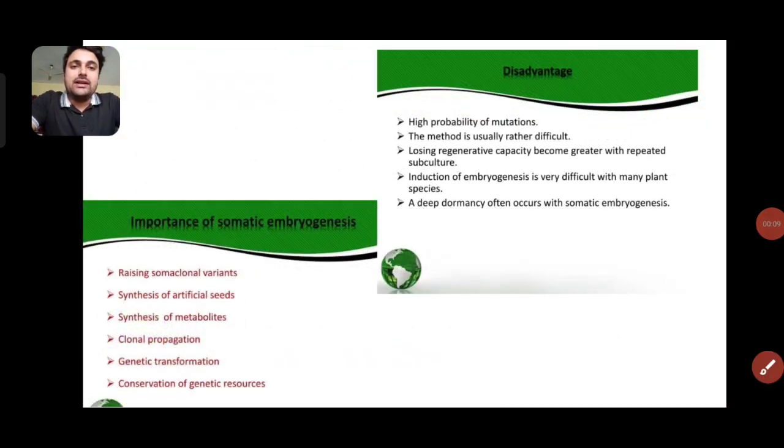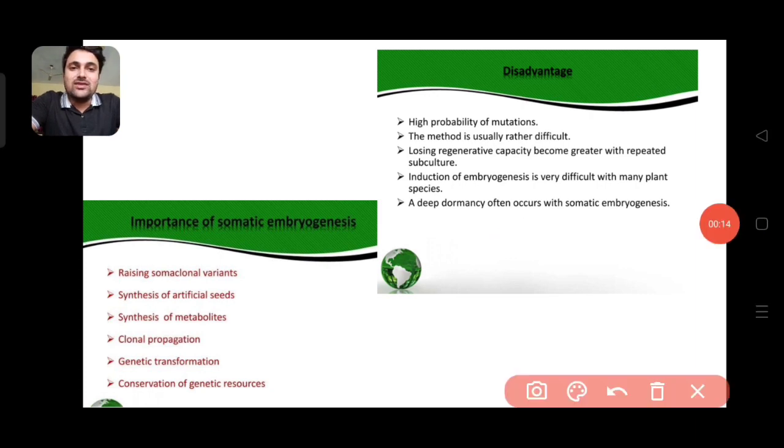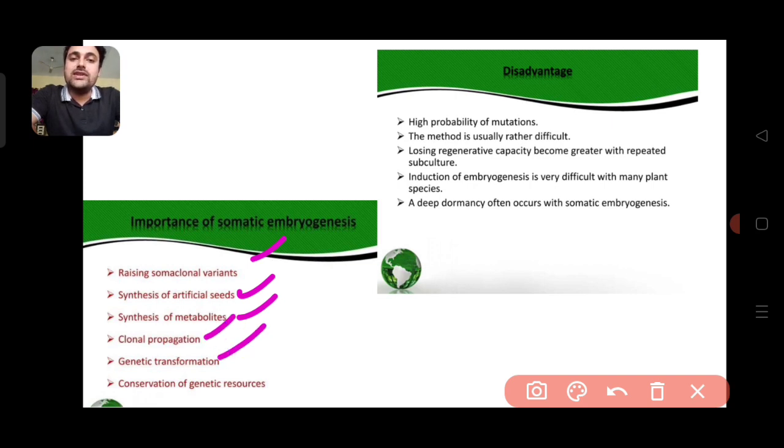Come to the advantage and disadvantage portion. Some importance of somatic embryogenesis is raising somaclonal variation. Your progeny plant will have some variation from your parental plant. Synthesis of artificial seed can also be generated by this process. Synthesis of metabolites, clonal propagation, genetic transformation, and conservation of genetic resources can be done by this process.